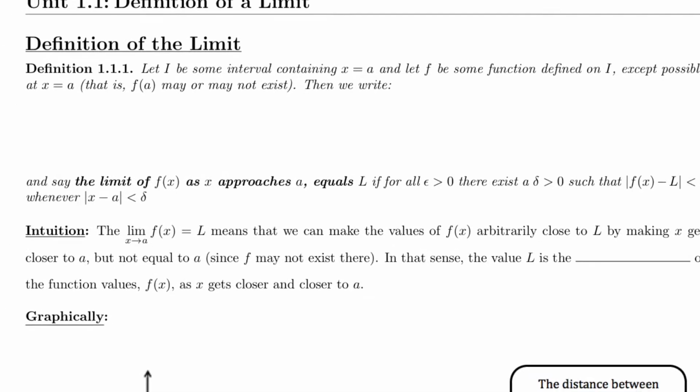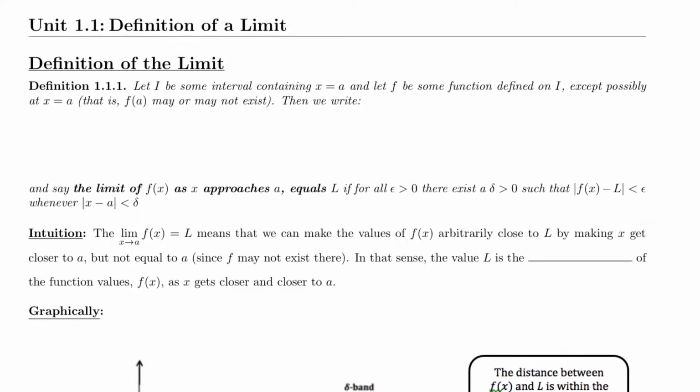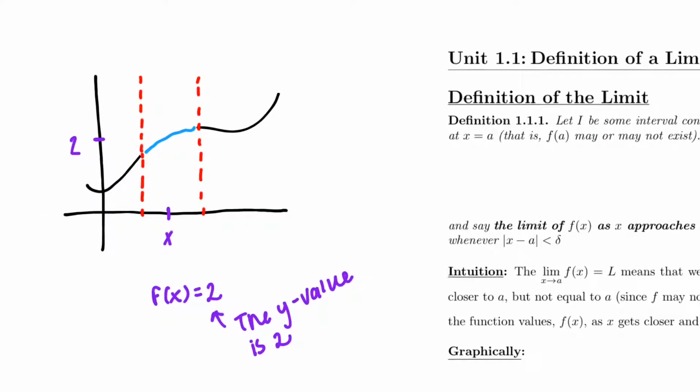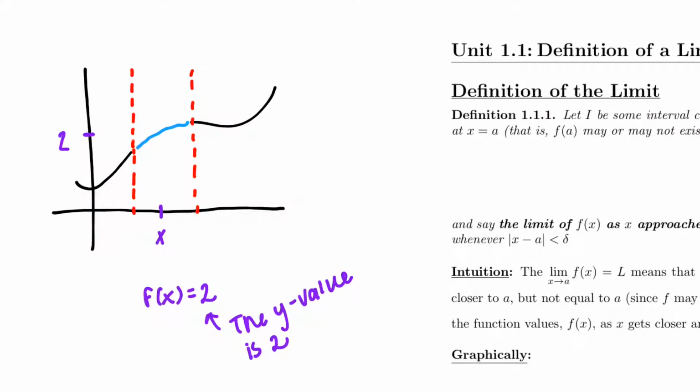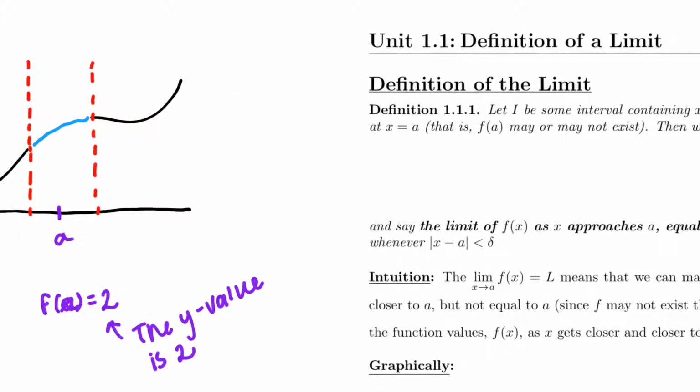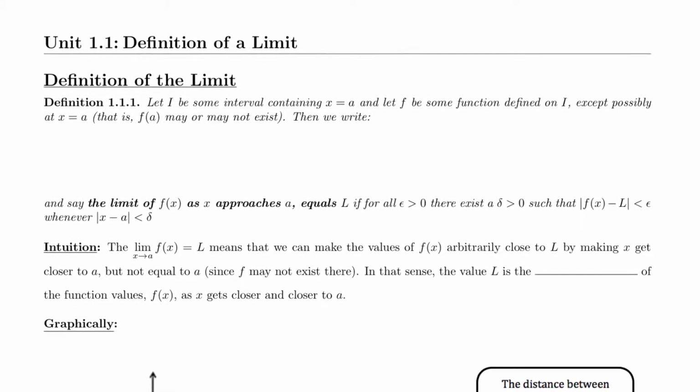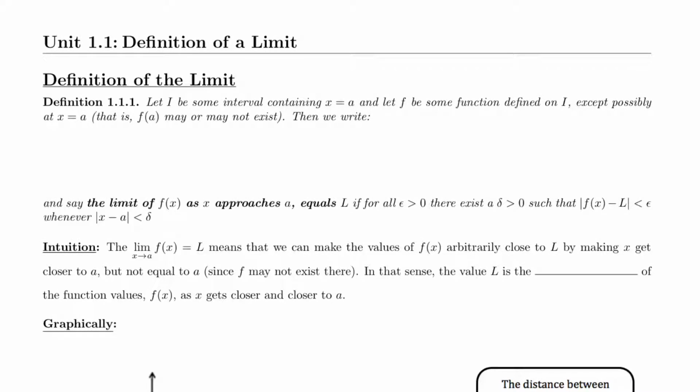So let me come back over here, and there we go. So here's the math definition. Let I be some interval containing x equals a. In this case, here's an interval. You could call this a, right? It contains x equals a. And let f be some function defined on that interval, except possibly at x equals a. That is, f of a may or may not exist.